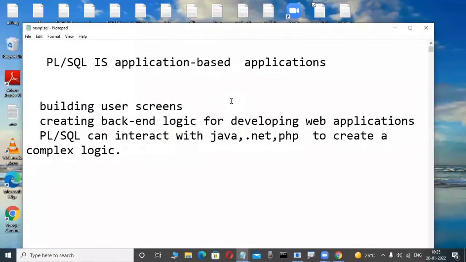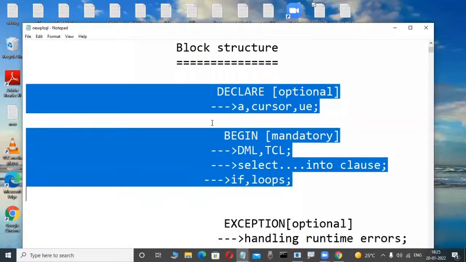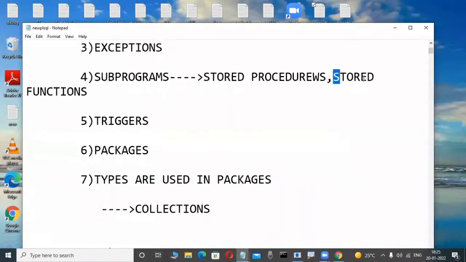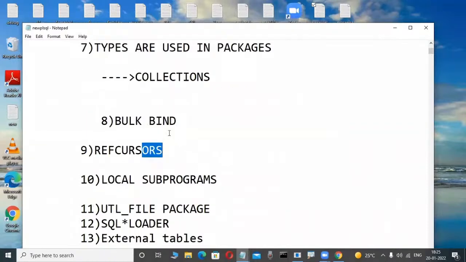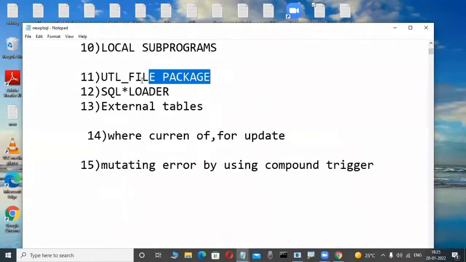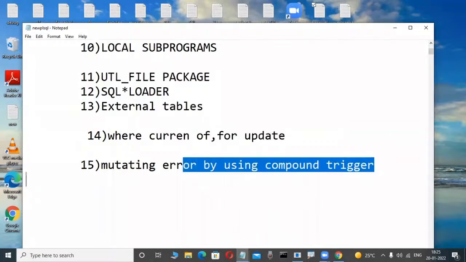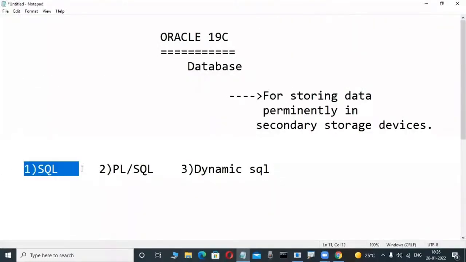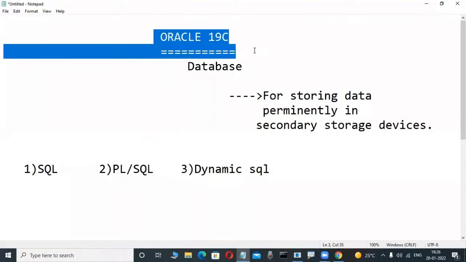In PLSQL, you write this type of little bit of coding. There are cursors, exceptions, stored procedures, stored functions, triggers, packages, types, collections, bulk bind, ref cursors, local subprograms, UTL file packages, SQL loader, external tables, so many things like this. There is so much syllabus. Don't worry. That's why we first learn the SQL language, and after that, with some knowledge, we learn PLSQL. Through these two languages, we operate this Oracle software.